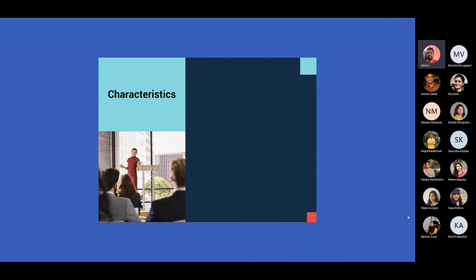Right, up next, we have characteristics of public speaking. Mamta, you want to take over? Yeah. So the first characteristic is being confident. When you're confident, people look at you as an accurate, intelligent, and knowledgeable speaker. In case you have stage fear, engaging with your audience will help you get rid of it.